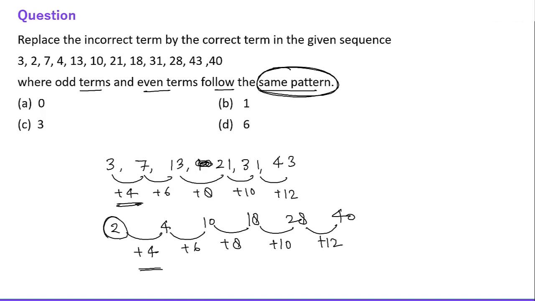So here, 2 will be replaced with 0. So the correct answer is 0. In place of 2, 0 has to be there, then only they will follow the same pattern. Clear? Now let's move to the other one.